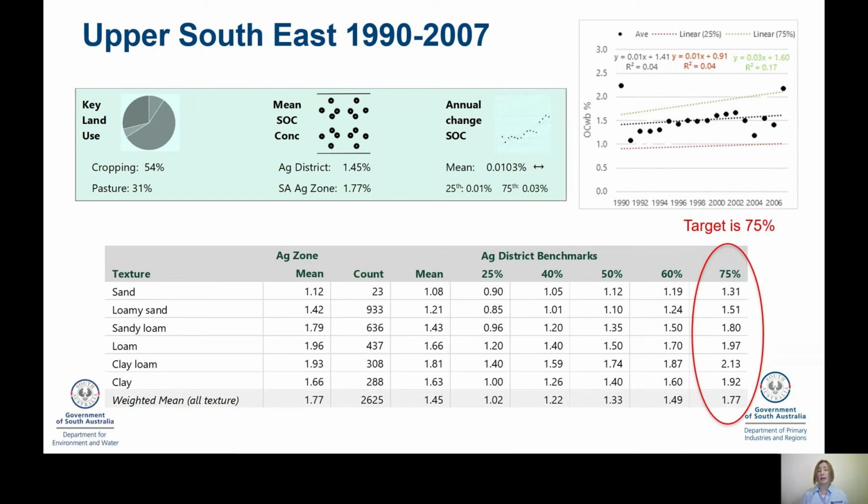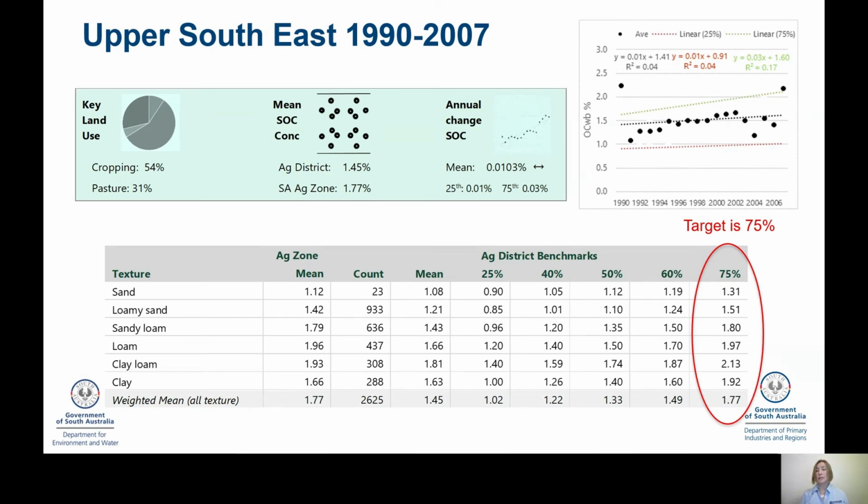Here we have a more steady annual change in carbon of 0.01%. So really it's either stable, I'm not sure we'd call that slightly inclining. But again, we have those ag district benchmarks where you can start to get an idea of where your carbon values fit for your paddocks within the texture of there.